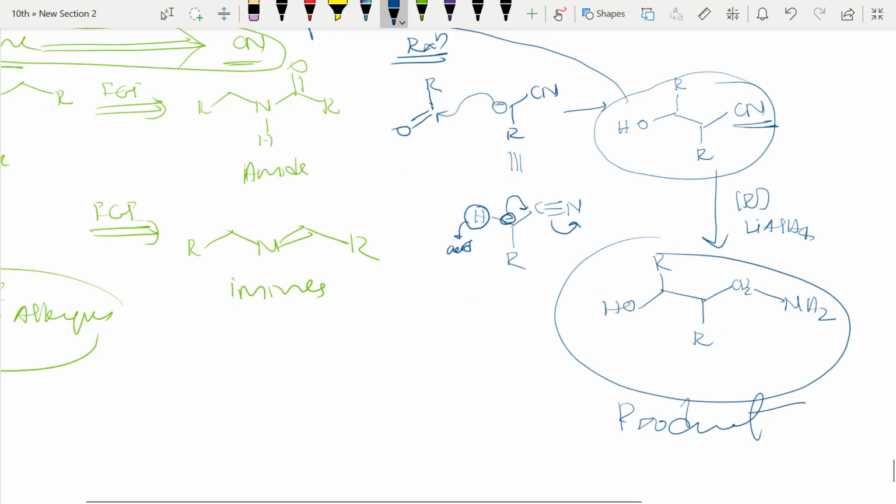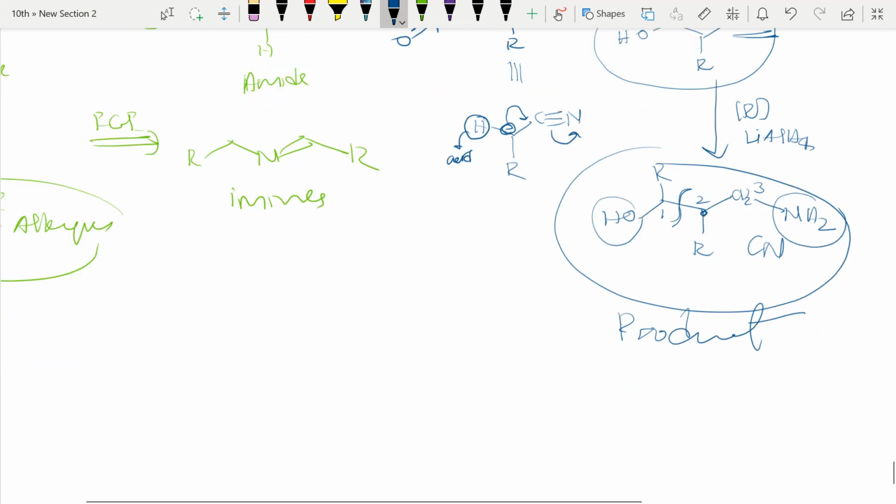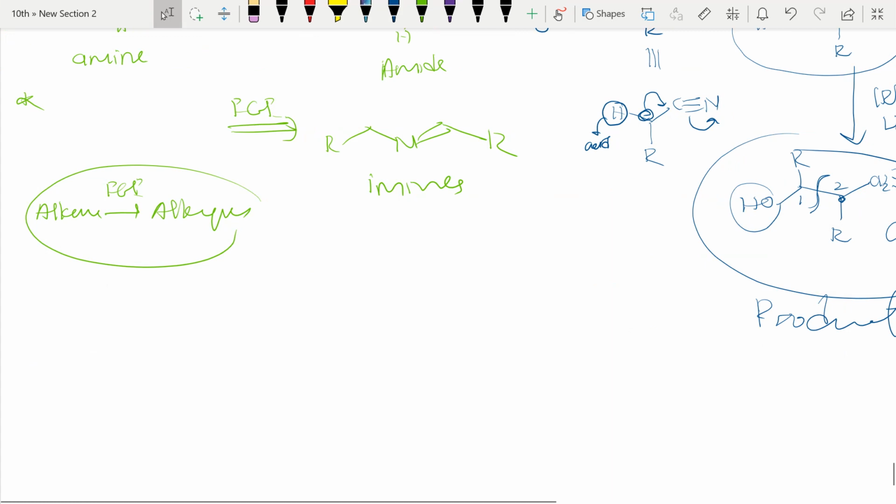So here, whenever there is a 1,2,3 relation between two functional groups, first you need to convert this into CN. Then you need to break here only. Why here? Because with that CN, this carbon will be acidic. That I have explained in the above reaction. You can do that, right? I hope you got it.